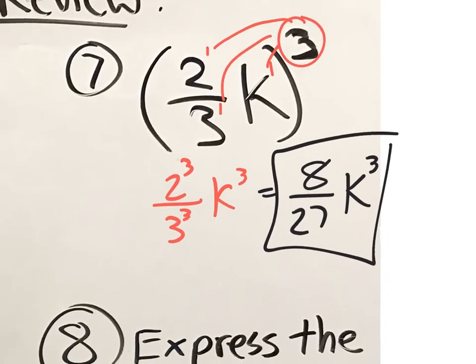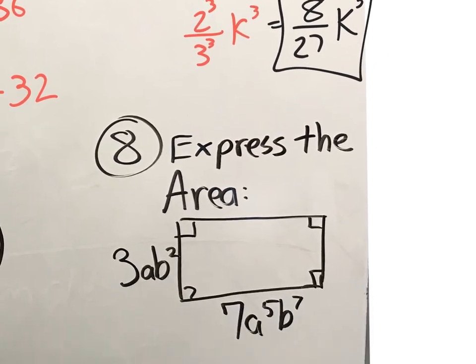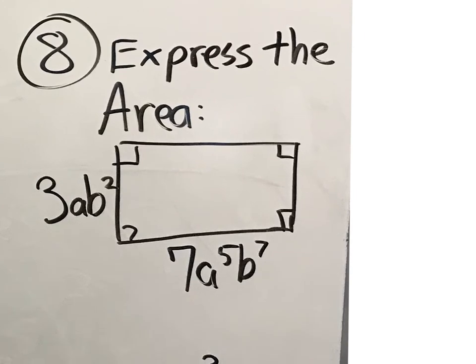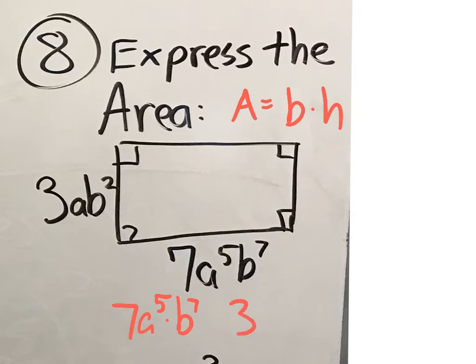Let's move on to this next one. Now, I know most of us haven't had time to copy this down, so let's do that right now. We're going to take that rectangle and express the area given the length and the width, or the base and the height. So we need to know that area is really base times height. Right? We should all know that. So the base is 7a to the 5th times b to the 7th, and the height is 3ab to the 2nd. So you could rearrange, if it helps you, do it.